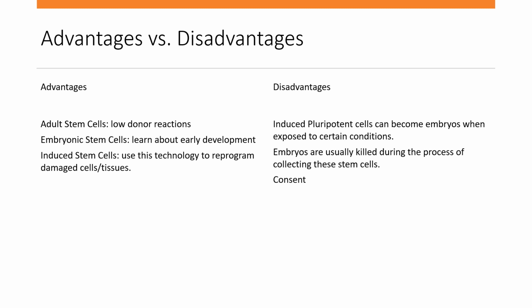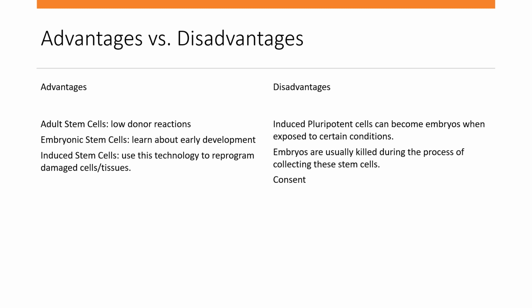And again, however, with any advantage comes many disadvantages. And with stem cell research, this usually revolves around major ethical concerns. Some of those include induced pluripotent cells, when under certain conditions, can actually become embryos. Also, to retrieve embryonic stem cells, the embryo is usually killed, and therefore it is not an easy task to gain consent from the mother for these stem cells, since it will ultimately harm or kill the embryo.